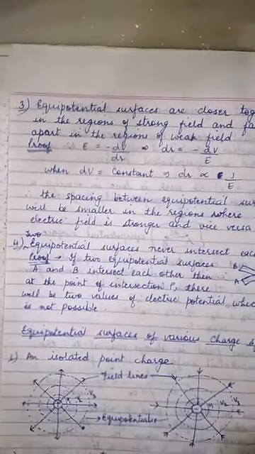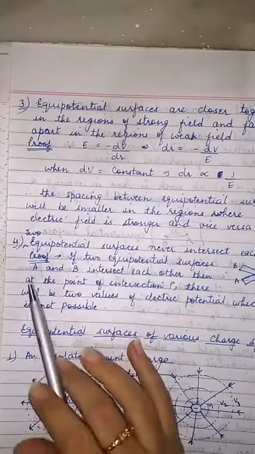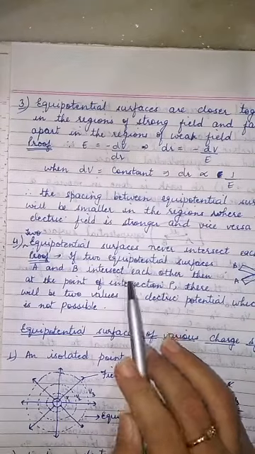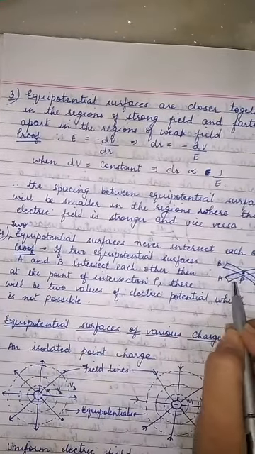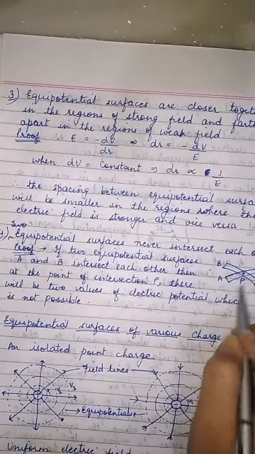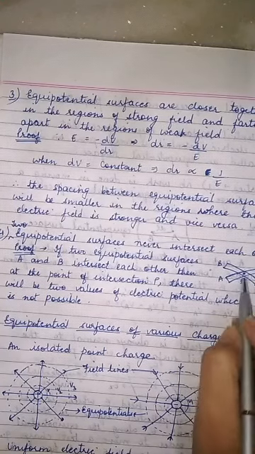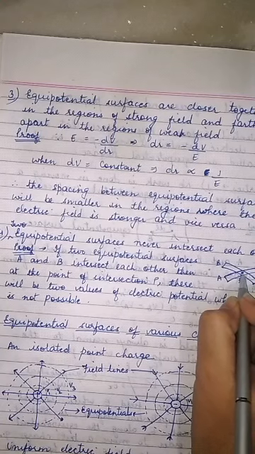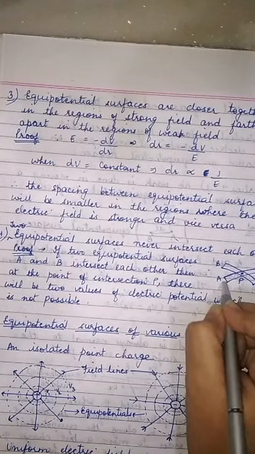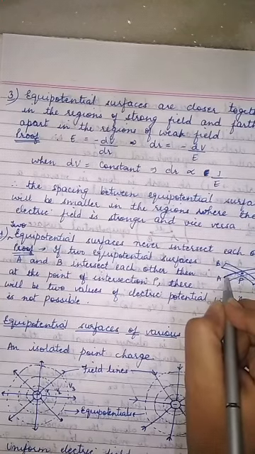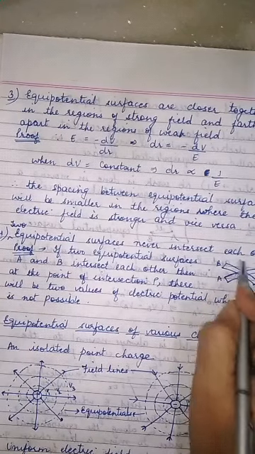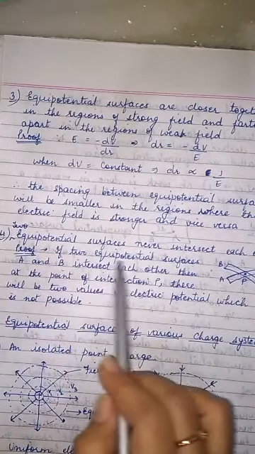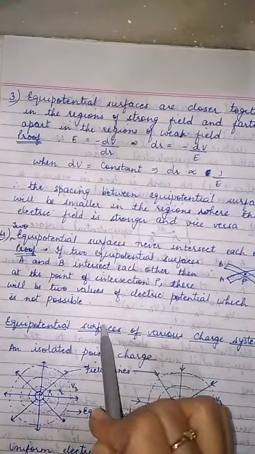Next, the fourth property: two equipotential surfaces never intersect each other. Consider that there are two equipotential surfaces A and B, and they are crossing each other at point P. At point P there will be two values of electric potential, one because of surface A, VA, and the other because of surface B, which is not possible. Therefore two equipotential surfaces never intersect each other.